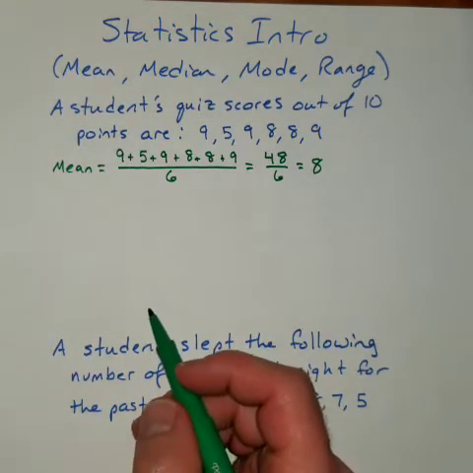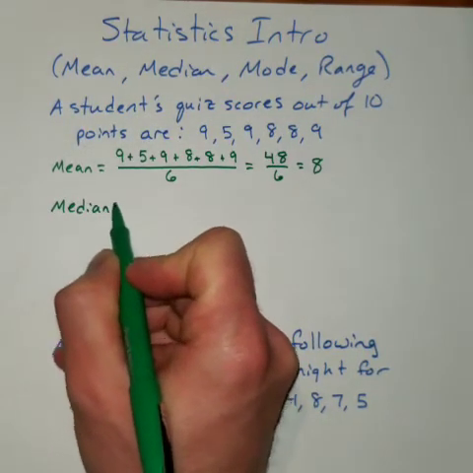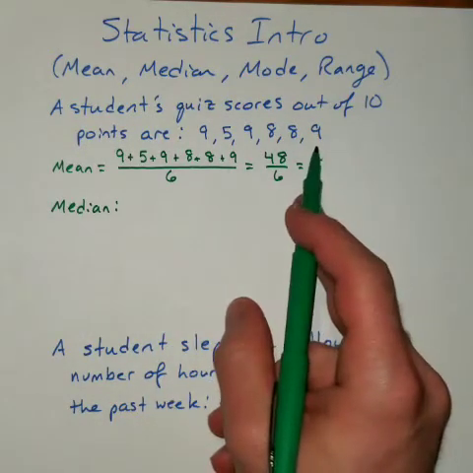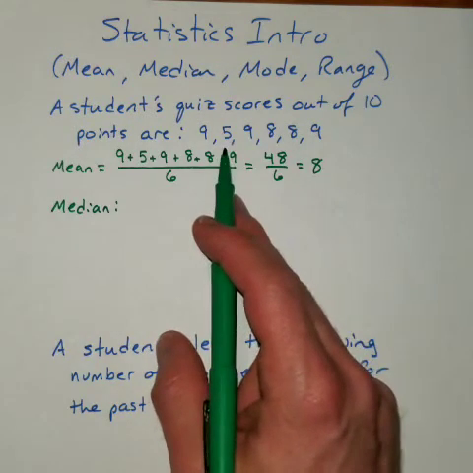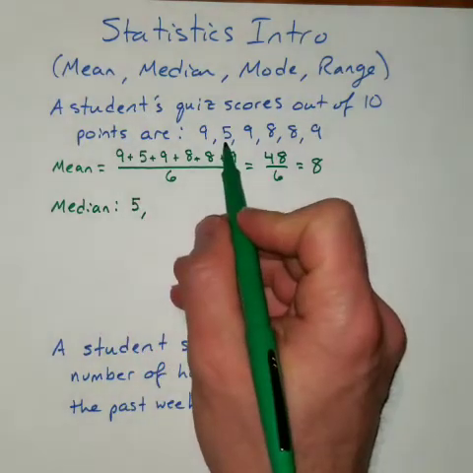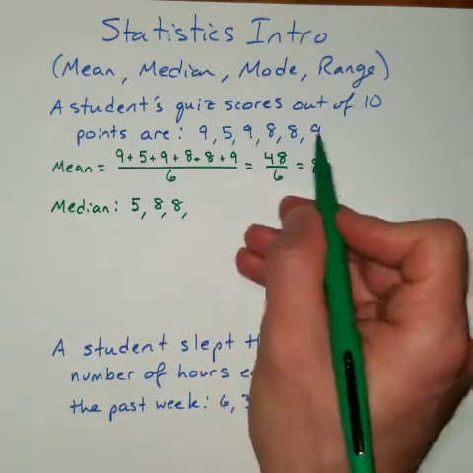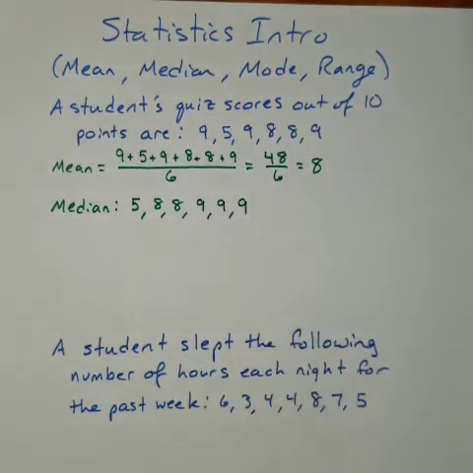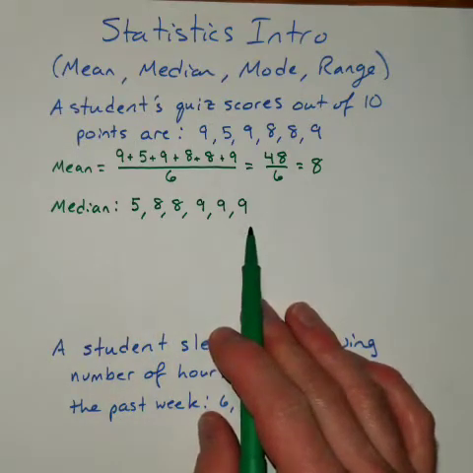We also have the median. Now for the median, remember, we have to arrange the data items in order, lowest to greatest or greatest to lowest. I'm going to go lowest to greatest. So 5 would be first, then we've got a couple 8s, then we've got 1, 2, 3 9s. Okay, so we arrange them in order from least to greatest, and then we take the middle.